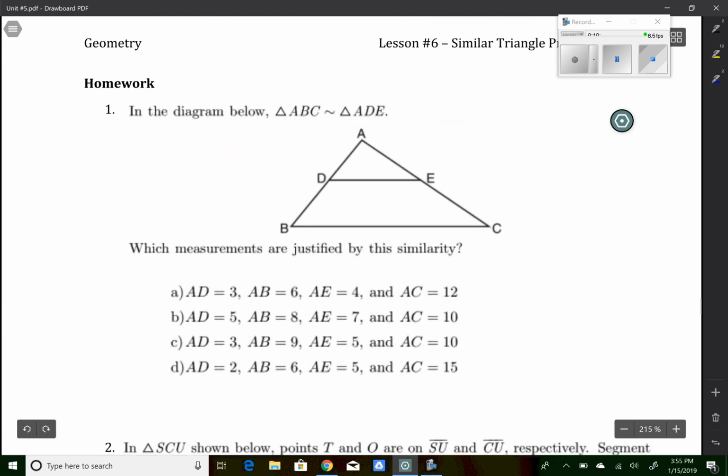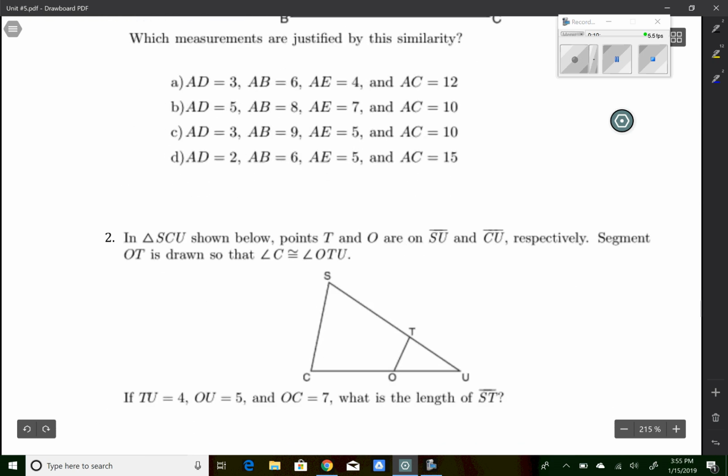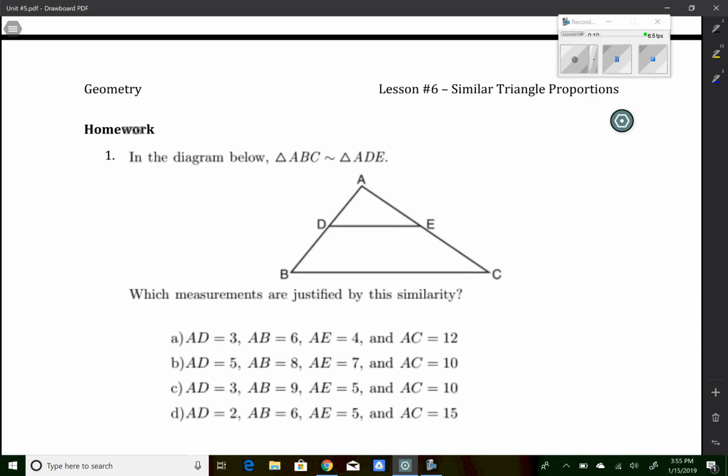So let's take a look at the homework. So homework's just 2 questions here, right? I'll redraw the problems here for you, or the triangles for you. So it says, which measurements here are justifying that these 2 triangles are similar? So all we're trying to do is figure out which of these is going to be a set of proportional segments, right? So notice it's comparing all of the same things.